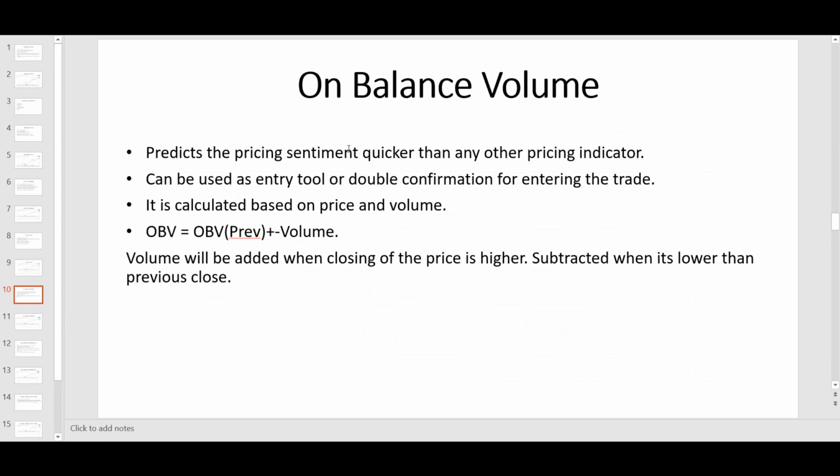So how quick is it? If a particular stock price decreases from the previous day, we decrease the OBV value, which is the on balance volume value, by the volume. If it closes above the previous day's value, then we add the particular volume. So what it does is provide the overall market transaction pretty quickly. We'll see the indicator and see.